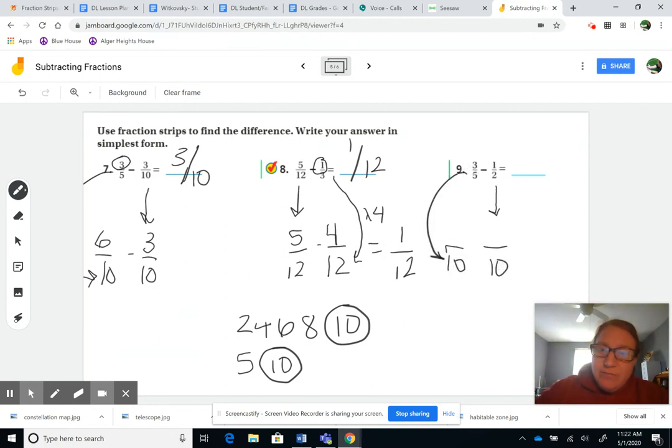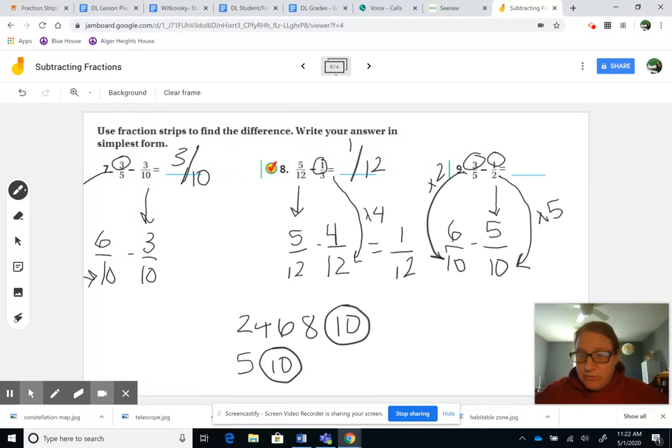5 to 10, I have to multiply by 2. Now I have to do the same thing to the 3. 3 times 2 is 6. Then I ask myself, how do I go from 2 to 10? And the answer is multiply by 5. So I have to do the same thing to the numerator of 1. 1 times 5 is 5.